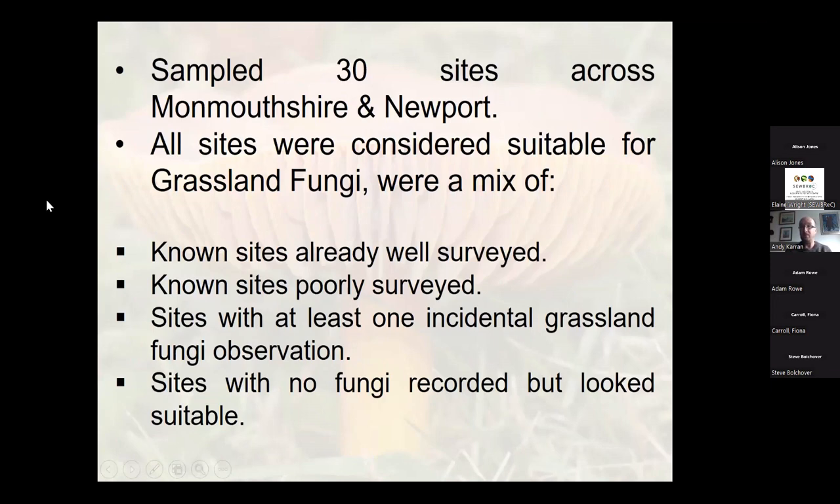So we surveyed 30 sites across Monmouthshire and Newport, and all the sites we surveyed were considered to be suitable for grassland fungi. Some were well-known sites, already well surveyed, so we had species lists from the fruiting bodies. Some were well-known sites but had been poorly reported. Some had just maybe 1 record of a fungus there, and some sites looked suitable, but there was no fungi recorded at all.